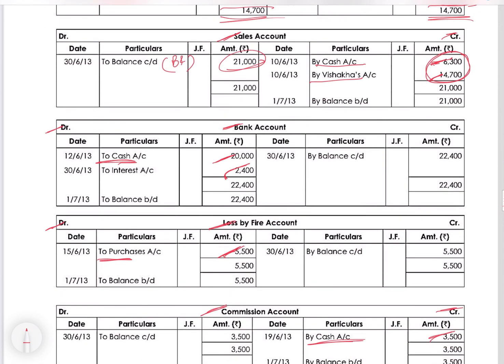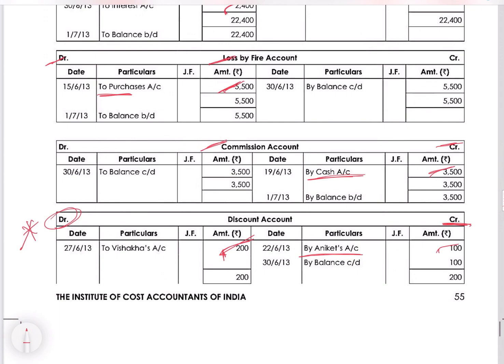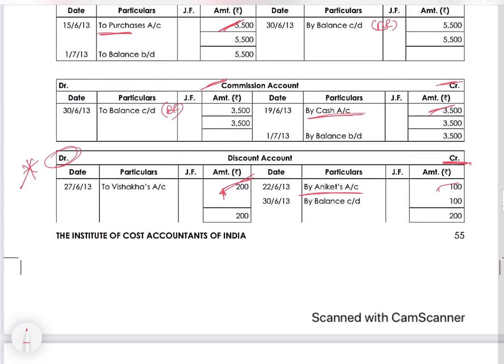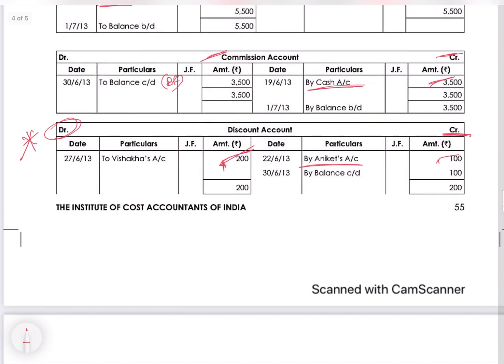Bank account, debit side is heavier, so on credit side is the balancing figure. Loss by fire, debit side is heavier, so balancing figure is on credit side. Commission, credit side is heavier, so balancing figure is on debit side. Discount, debit side is heavier, so balancing figure is on credit side. Right?